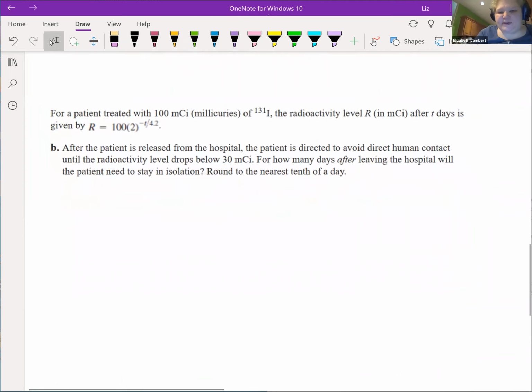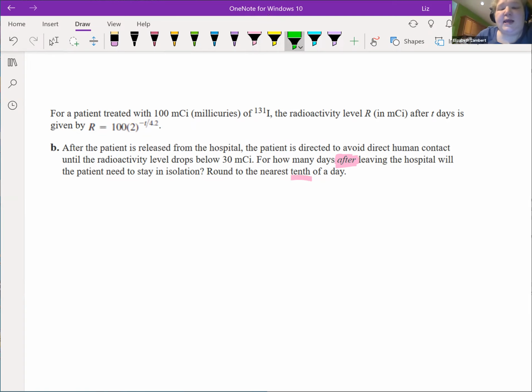Now here I recopied that last sentence from the original problem so we can do the other half of the problem. After the patient is released from the hospital, the patient is directed to avoid direct human contact until the radioactivity level drops below 30 millicuries. For how many days after leaving the hospital will the patient need to stay in isolation, rounded to the nearest 10th of a day?